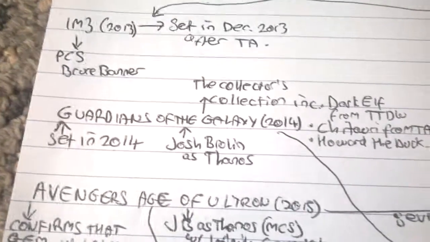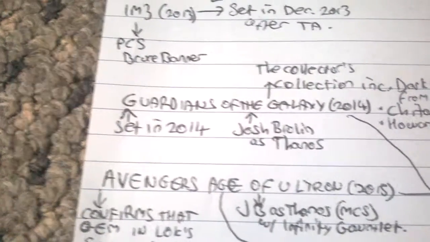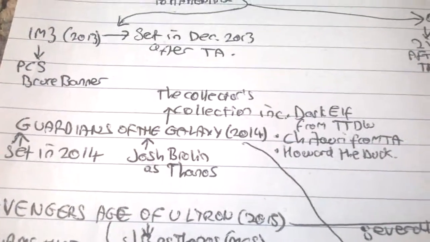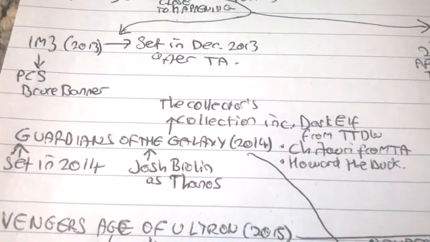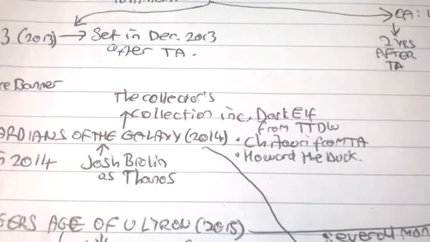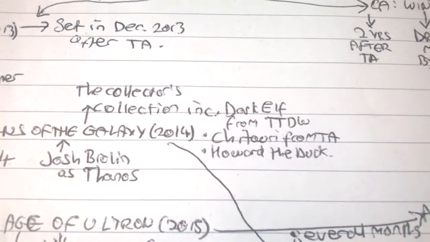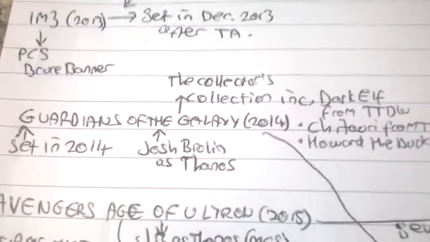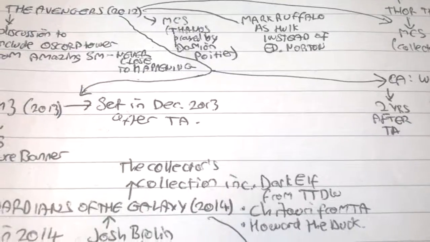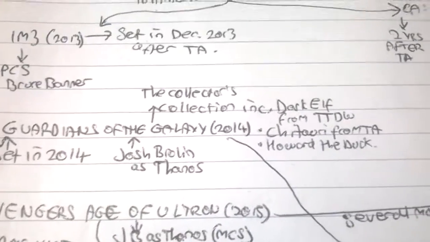Then there's Guardians of the Galaxy, the first one, which came out in 2014. It's set in 2014, so around the same time as Captain America: Winter Soldier. The Collector's Collection includes a Dark Elf from Thor: The Dark World, Chitauri from the Avengers, and Howard the Duck. And then there's Josh Brolin as Thanos instead of Damion Poitier.